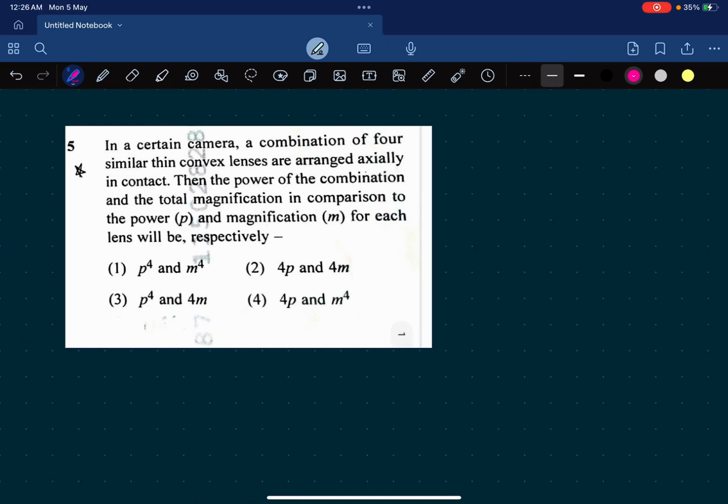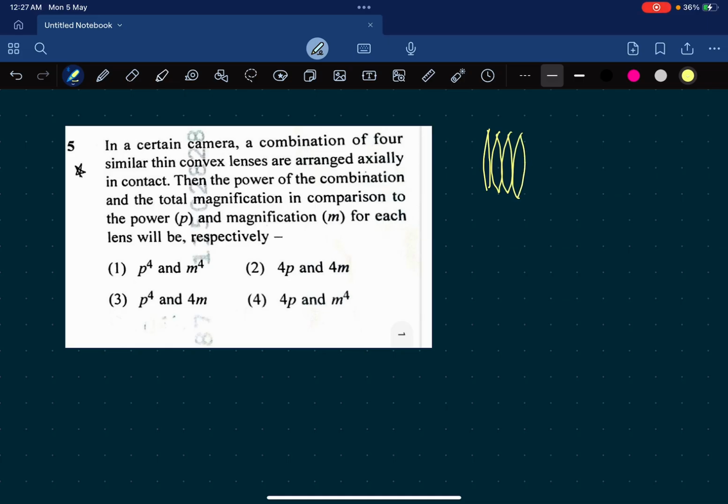All right. Again, we have one more question. It is from optics. What is given? In a certain camera, a combination of 4 similar convex thin lenses are arranged axially in contact with each other. Then the power of the combination and total magnification, in comparison to the power and magnification of each lens, will be what we have to find. Well, according to the question, we basically have 4 lenses like this. All of them are placed coaxially to each other. It means their principal axes are the same.